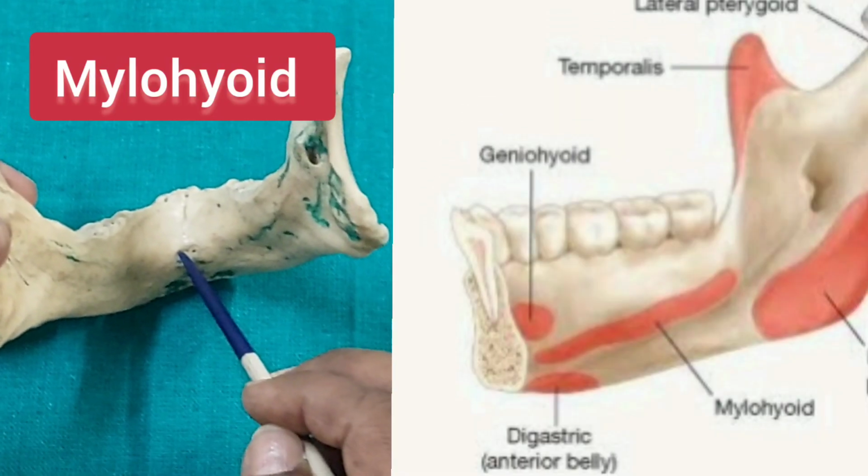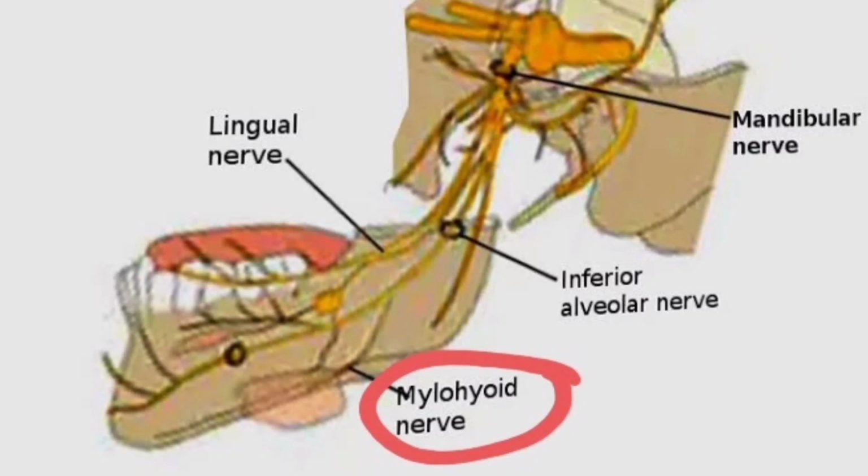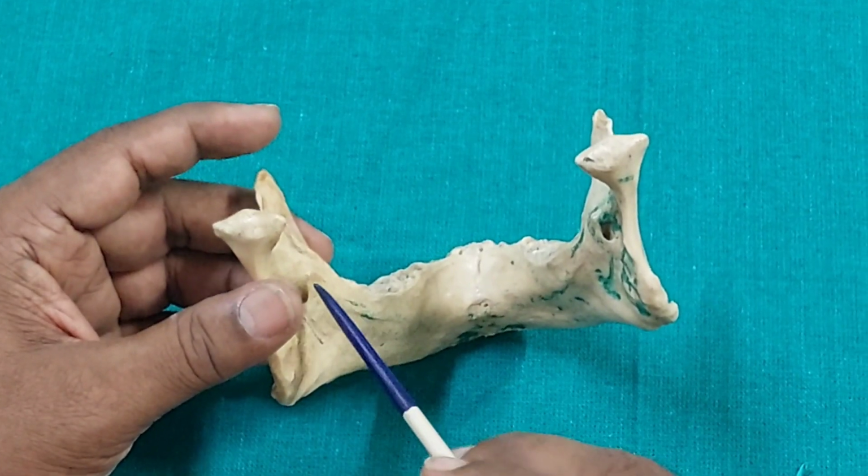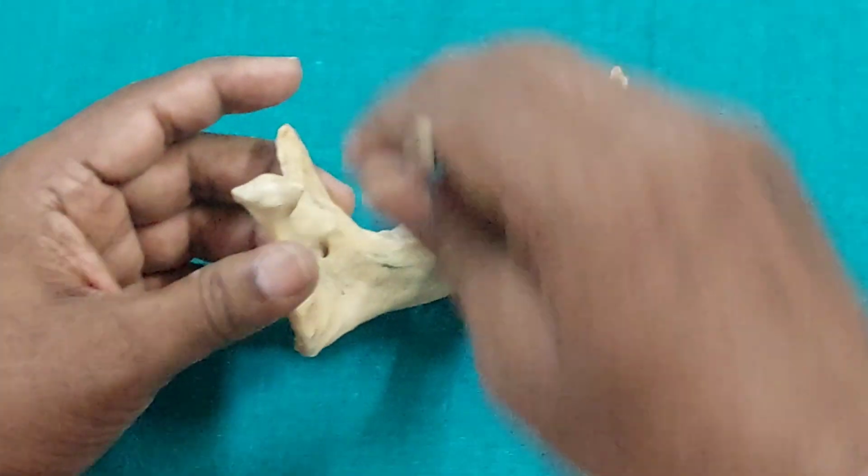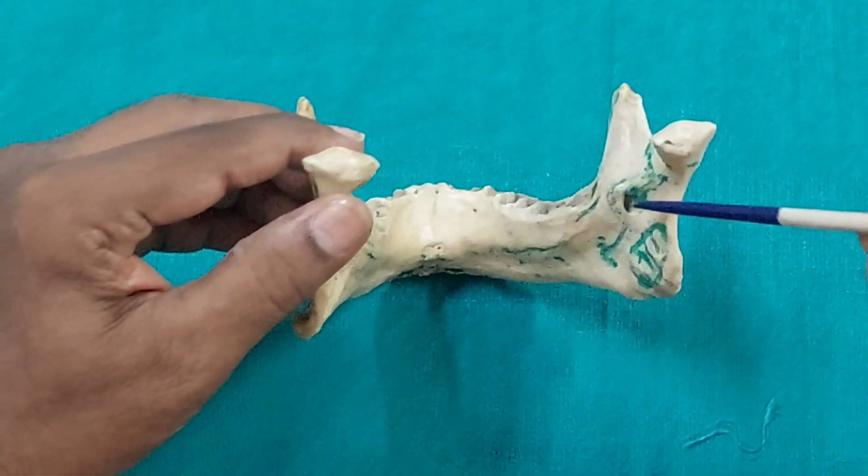The nerve supply of the myelohyoid muscle is the nerve to myelohyoid, which is a motor branch from the inferior alveolar nerve. The inferior alveolar nerve has a sensory part which enters into this mandibular foramen here.